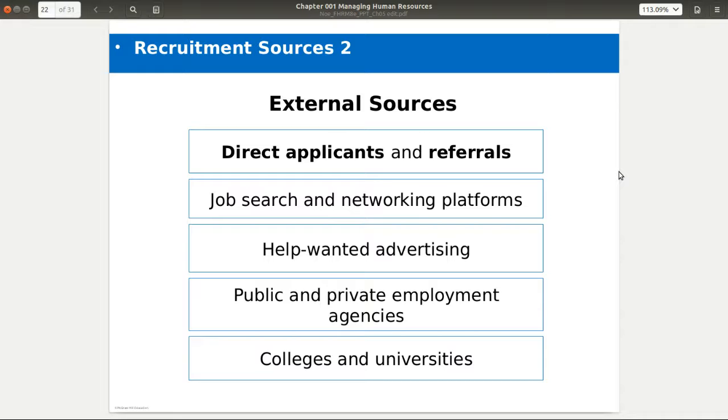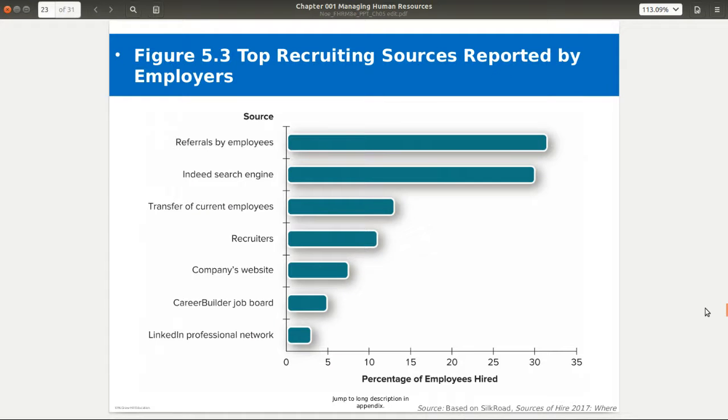You have employee referrals. In other words, the employees that already work there are saying, hey, here's a person over here that would be really good in this open position. You have networking platforms such as LinkedIn. You have your advertising that's online. Then you also have various employment agencies and colleges and universities. Okay, here at Johnson County, we do have listings of companies that are hiring and the positions that they're hiring for.